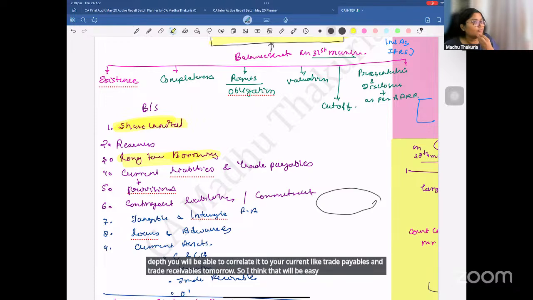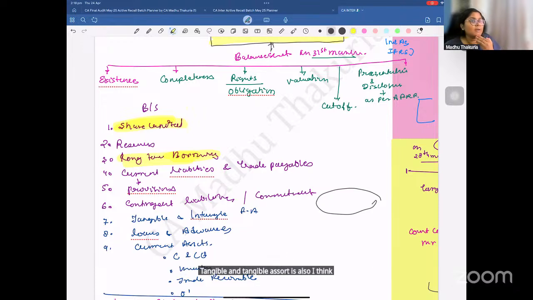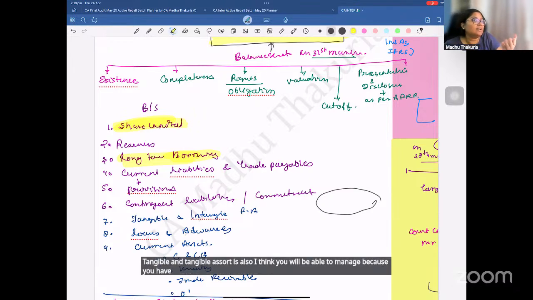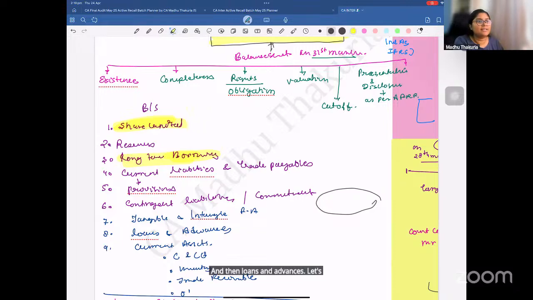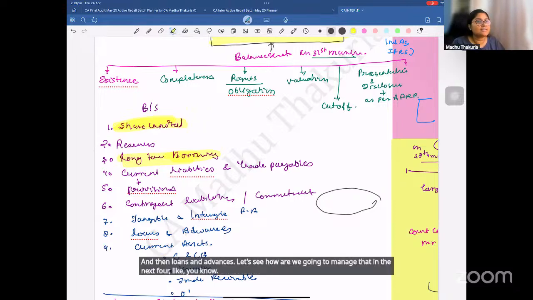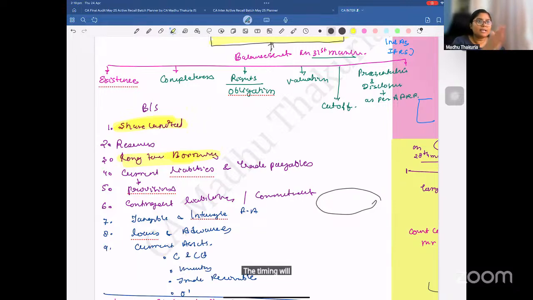We have to do the provision, then we will do the contingent liability, tangible and intangible assets. Tangible and intangible assets, I think you will be able to manage because you have done the depreciation and the PPE, Clause 1 that I have revised. And then loans and advances. Let's see how we are going to manage that in tomorrow's 4 hours. Yes, the timing will be around the same, 10:30 to 2:30 p.m.